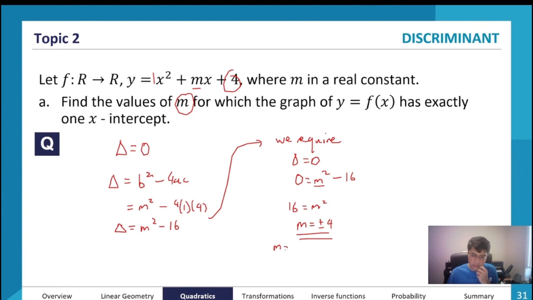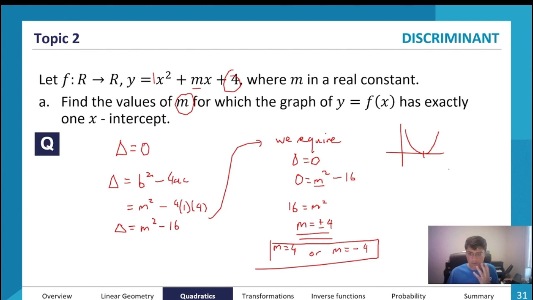We want to say m is equal to 4 or m is equal to negative 4. So that's our final answer there. So what we've done is we've found the values of m. If we were to substitute these values in, then the graph of the resulting quadratic would look something like that. It's going to just touch the x-axis at whatever value. It's not necessarily at 4. So this would be the graph of y equals x squared plus 4x plus 4.